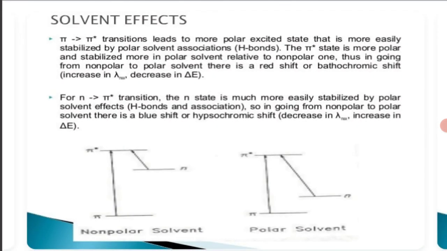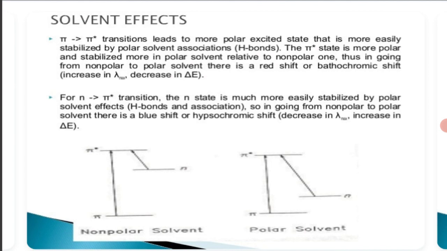We see the solvent effect on electronic transition. First, the pi to pi star transition leads to a more polar excited state that is more easily stabilized by polar solvent association. The pi star state is more polar and stabilized in polar solvent relative to non-polar one. Thus, in going from non-polar to polar solvent, there is a red shift. A red shift is also called bathochromic shift. It will increase the lambda max value and decrease the delta nu value.